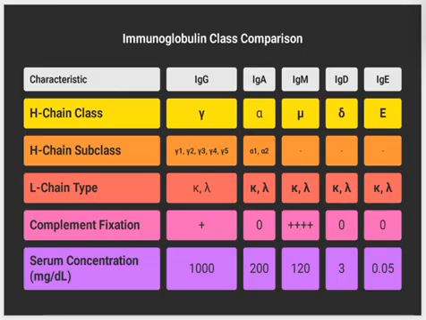Comparing immunoglobulin classes shows us their diversity. For example, IgG has 5 subclasses and a high serum concentration, making it the most abundant. IgM is the largest with strong complement fixation, while IgA is important in secretions but doesn't fix complement. IgD and IgE have lower serum levels and different functions. These differences highlight how each class plays unique roles in immunity.